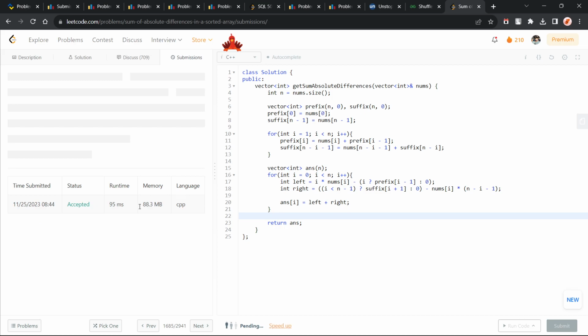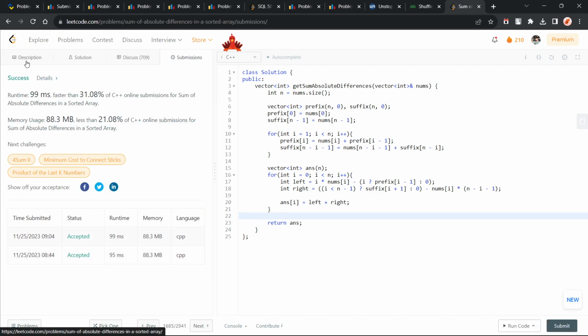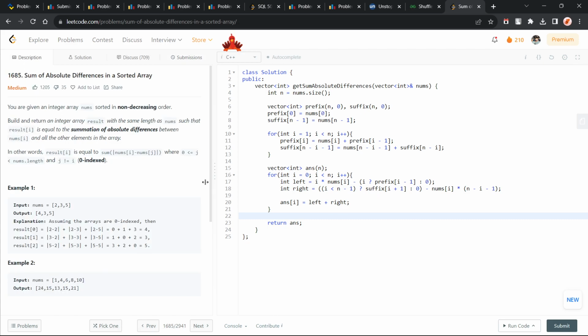So let me submit this, and you can see that this is also accepted. I have submitted again. This second solution is also accepted. So the solution is correct, and I hope that you guys were able to understand this particular solution.